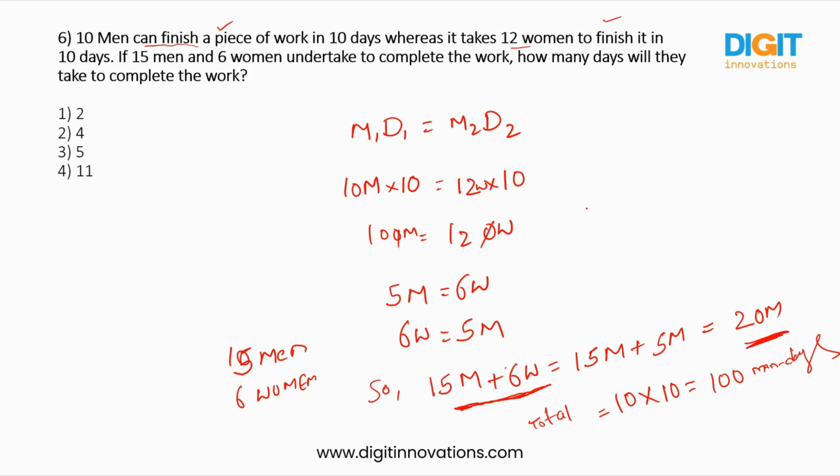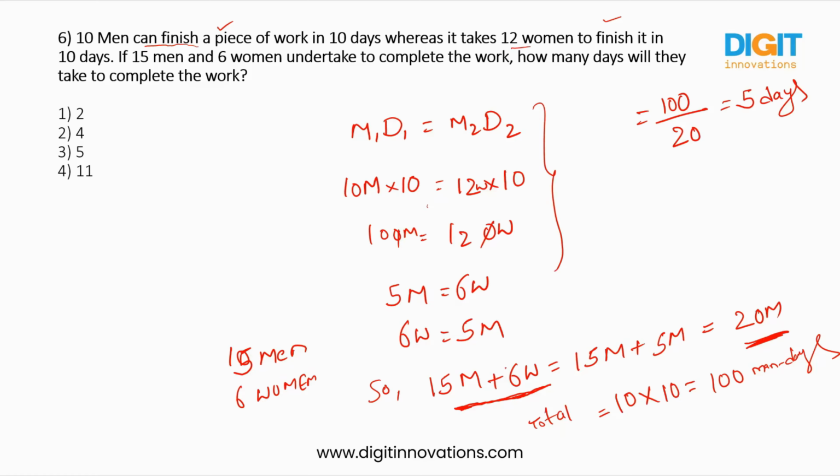Okay. So to complete these 100 units, we require 20 men. So these 20 men, in how many days will they complete the work? 5 days. Okay. We first used the formula men days equal to men days, and we got here 5 men equal to 6 women. So 5 men are equal to 6 women. Okay, this is the information we got, and we are converting.